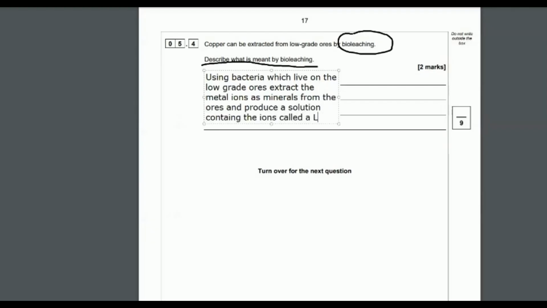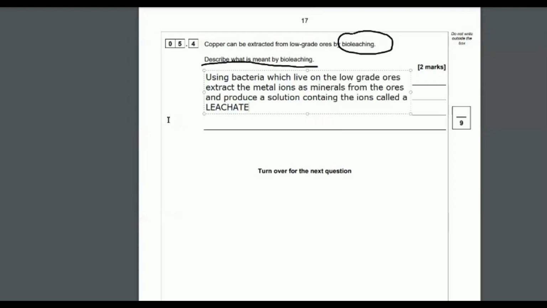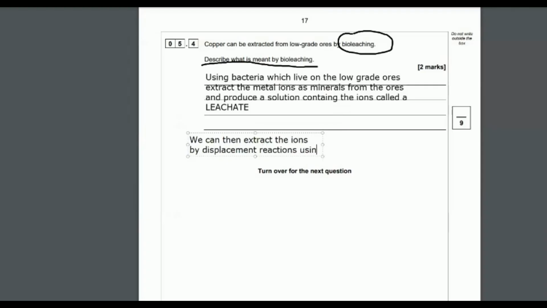Now, low-grade ores, these rocks, don't have a lot of metal ions in, so it's not economically viable to extract it via other methods like the blast furnace or electrolysis on its own. So we need the bacteria to do a lot of the work for us, and that makes it economically viable and a more environmentally sustainable method of extracting metals. Cool. But your key marks here are to just say using bacteria, and they create a leachate.